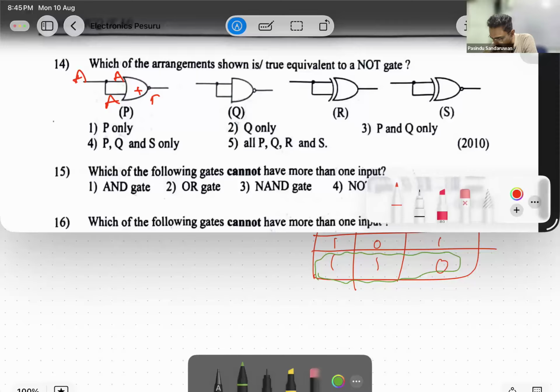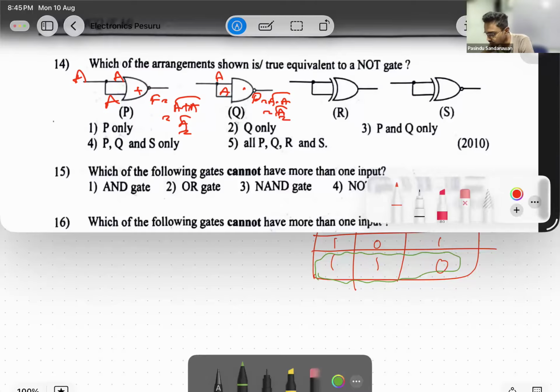See what happens. Now this F is A plus A bar. A plus A is A, so that is A bar. Then similarly here also, if this is A, this is A dot A bar. A dot A is A, so that is A bar again.